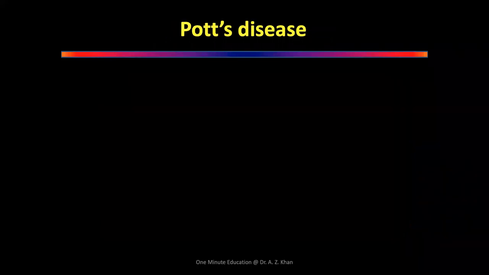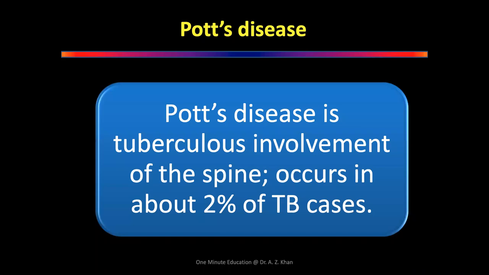Okay, what is Pott's disease? Percival Pott, and by the way, Percival Pott was from St. Bartholomew's Hospital, where I work. Pott's disease. What is Pott's disease? 1 mark for Pott's disease. Okay. It's tuberculous involvement of the spine. Okay. Occurs in 2% of TB cases. So TB spine is called Pott's disease.